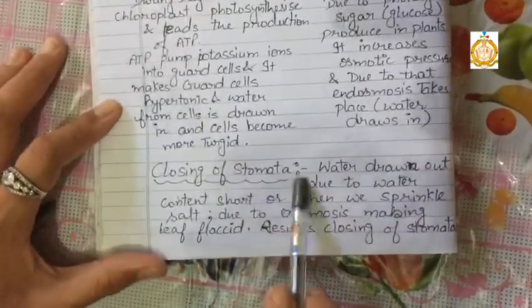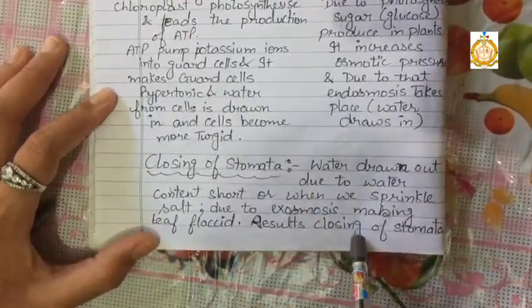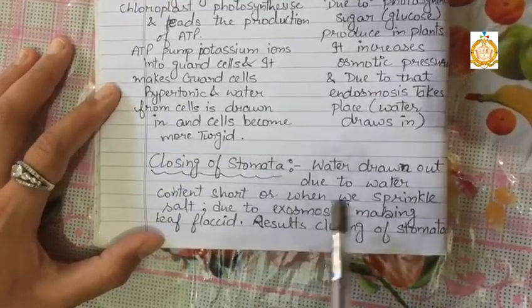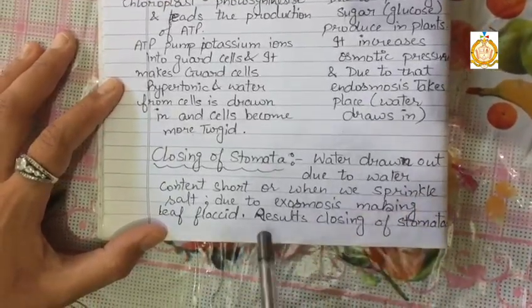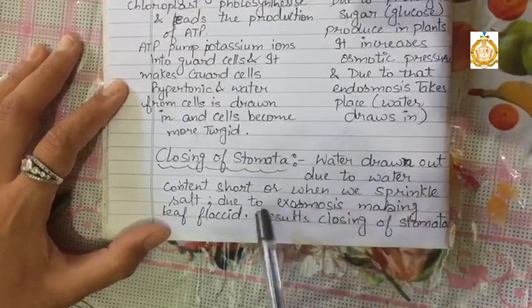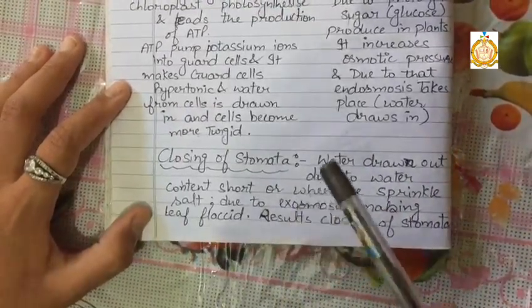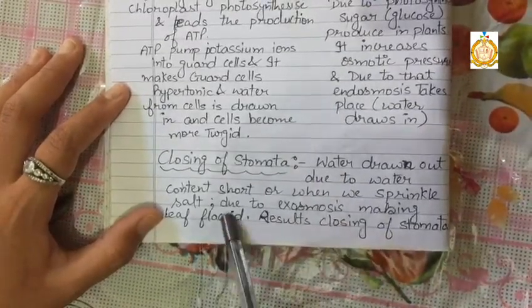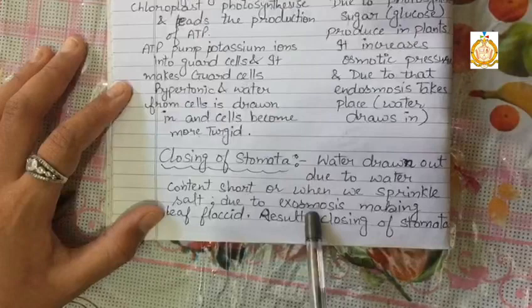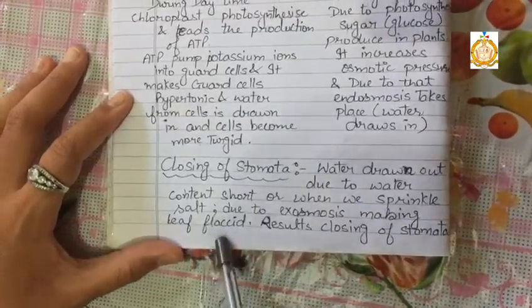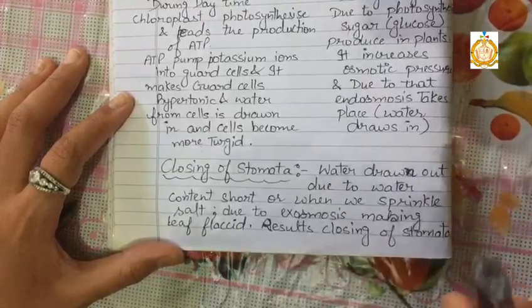Next thing, closing of stomata. At night time the water content is lesser, or due to any reason if the water content is lesser in the plant, then due to the shortage of water content, as well as when we sprinkle some salt on it, which osmosis takes place? Exosmosis. And due to that, the plant or the leaf becomes flaccid, as a result the stomata close.